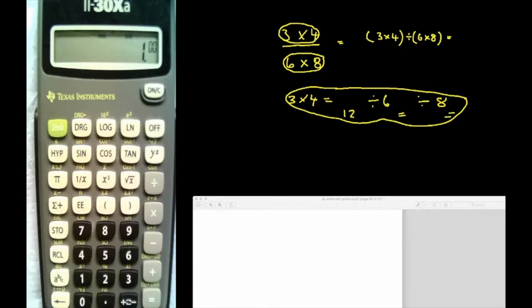Another way of doing it would simply be to say 3 times 4 is 12, so 3 times 4 equals, and then you have the answer, 12. I'll write it down there. And you could say divided by 6 equals, and then divided by 8 equals. Again, if you're confused by this one here, just simply ignore it. Just simply use the brackets. So let's move on to another one. That's the end of that row.